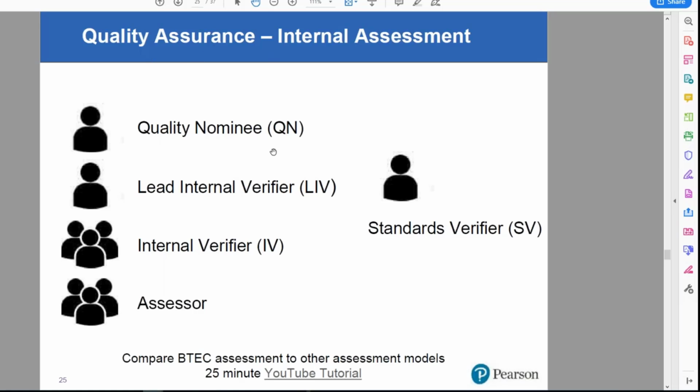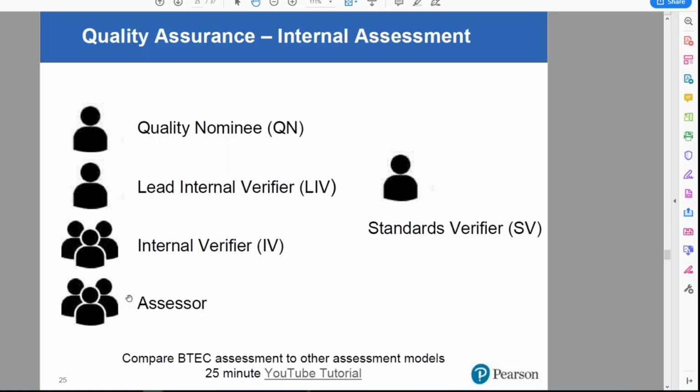So how does the assessment work? Here on the left-hand side are people that are in your center. On the right-hand side is the person who is outside of your center. Within your center, you've got assessors and internal verifiers. Assessors, so that would be the teacher that might mark one of the assignment briefs that a student has done. When the assessor has marked a piece of classroom work, somebody checks it. That's called the internal verifier.